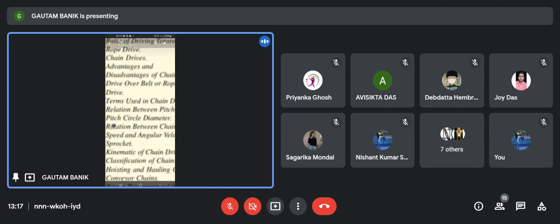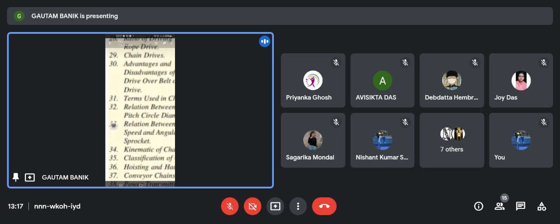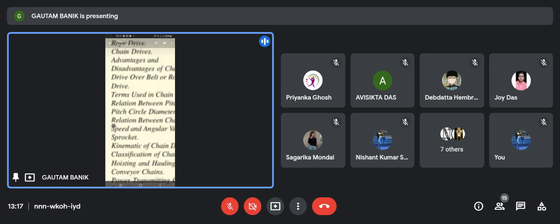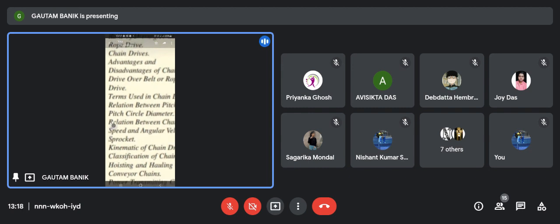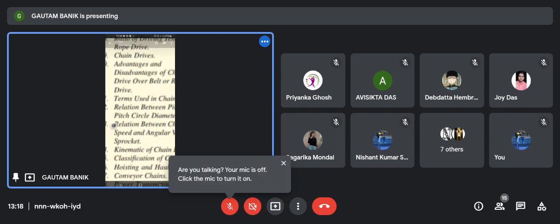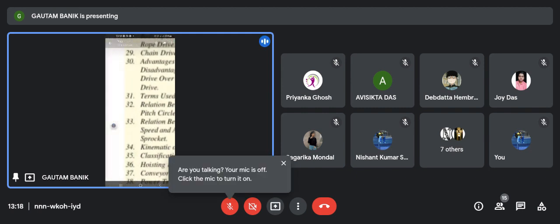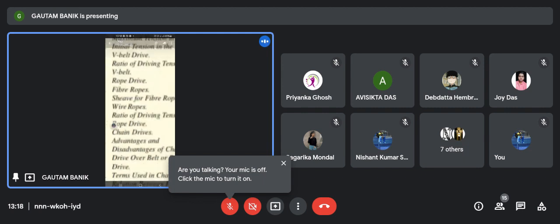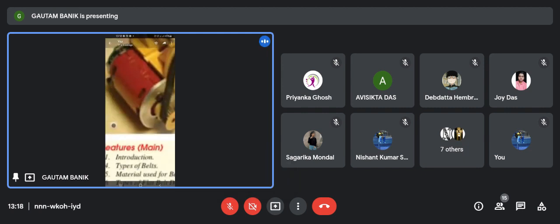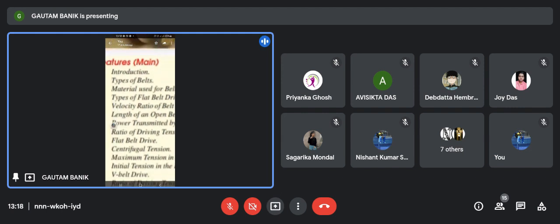The terms used in the chain drive. This is the chain drive. Chain drive is also included in your syllabus. Types of chain are required to transfer the motion or power from one place to another place. Relation between the pitch, these are the parameters relations that I will discuss. But today I will start first. Few theories are given, not the total PDF.